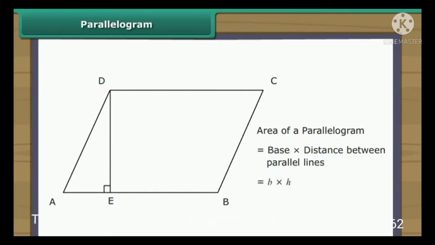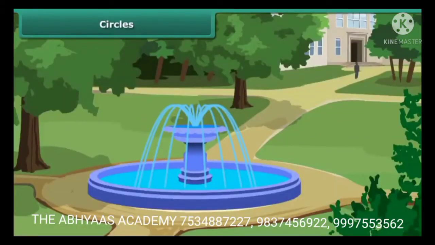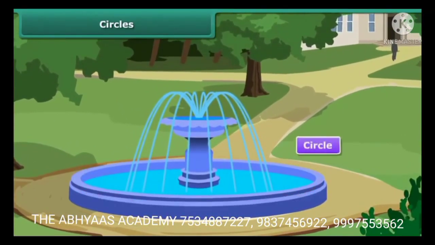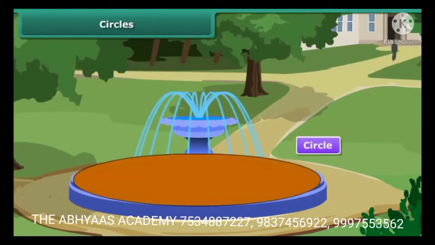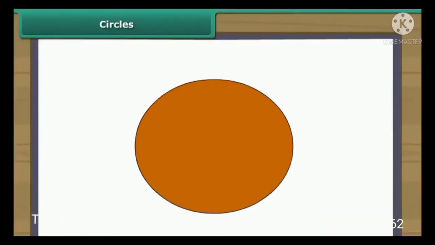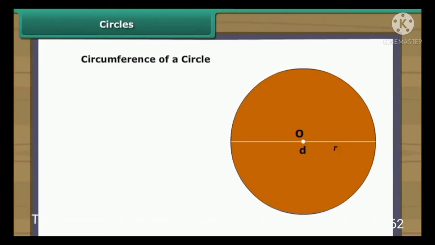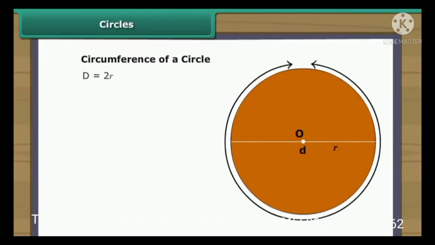of the parallelogram. Circles. Students, have you noticed the shape of the fountain? The fountain is in the shape of a circle. Can you measure the circumference of the circle? Yes. If you know the radius of the circle, then by using the formula of the circumference of a circle. The circumference of a circle is the distance around a circular region. In other words, the boundary of the circle. The circumference of a circle is the product of a constant called pi and its diameter, or twice the product of pi and the radius of the circle.